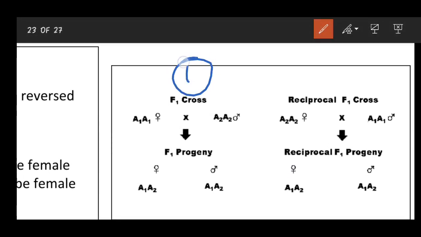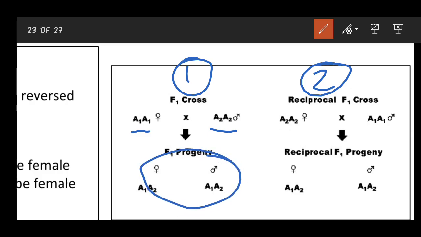This is the first experiment and this is the second one. We are considering a monohybrid cross here. You have one type here and the other pair here. In this case, A1 is taken as female and A2 is taken as male, and you get a progeny like this. In the second case, you are just reversing the sexes. Here A2 was male, and now A2 is female and A1 is now male. And a cross is done.